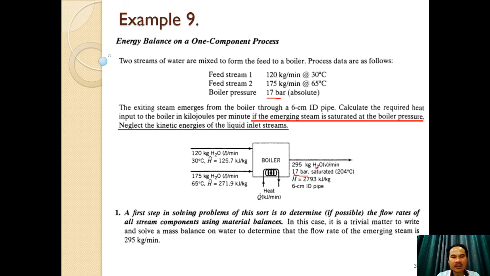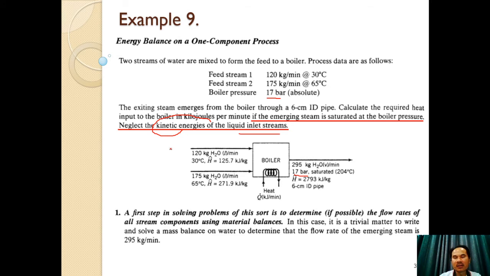The excess steam emerges from the boiler into a pipe with 6 centimeter inner diameter. ID is the inner diameter of the pipe. Calculate the required heat input to the boiler in kilojoule per minute. For this case, you have to heat up the system, so we have to add some heat, maybe from an electrical heater. If the emergent steam is saturated at the boiler pressure, and neglecting the kinetic energy of the inlet steam, there is no kinetic energy of inlet steam for this case. For the output, we have the kinetic energy, we have the flow.